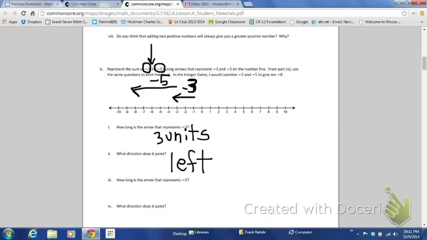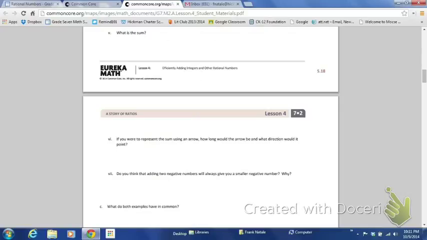How long is the arrow that represents -5? Again, it is 5 units. It's not -5 units, but it is 5 units to the left. And that's the answer to the next question, what direction does it point? So we're using the same numbers here, but we are going the absolute opposite direction.